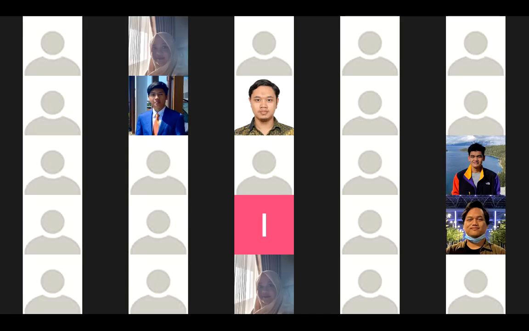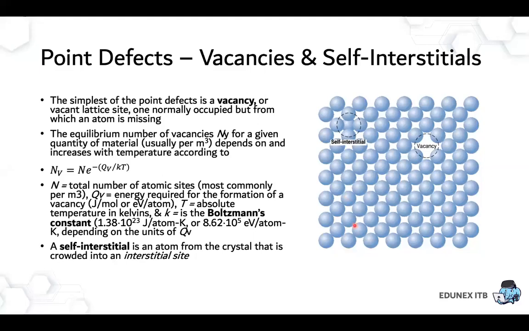Okay. So that is about the vacancy. So what is a vacancy? Vacancy, kekosongan, is the simplest point defect, cacat titik. It's called a vacant lattice site, a site normally occupied, but where an atom is missing. So for example, in here, this is the face-centered cubic 100 crystal, like the professor said, and this is a vacancy.